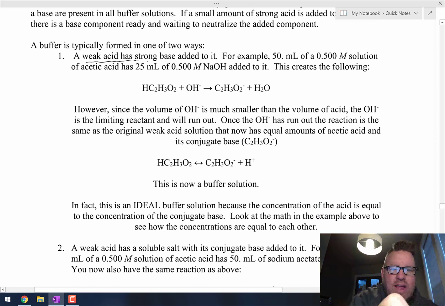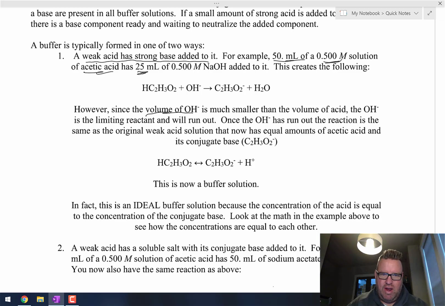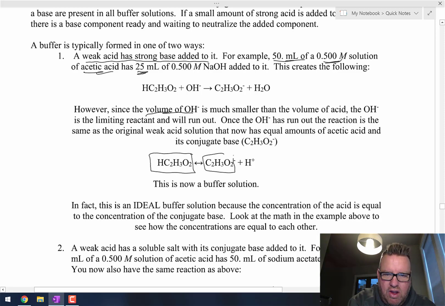So if a weak acid has a strong base added to it, notice the amounts here are really, really important. If you have 50 milliliters of a 0.5 molar solution of a weak acid and you add 25 milliliters of base to it, notice that still leaves basically half of the moles of the acid to react with. Notice that since the volume of the hydroxide is much smaller than the acid, certainly the hydroxide is the limiting reactant and it's going to run out. And what are you left with? You're left with a large concentration of this and a large concentration of this.